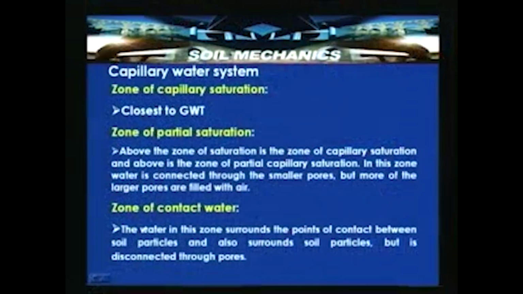capillary saturation. So, the zone of contact water, that is the third zone which we have classified. The water in this zone surrounds the points of contact between the soil particles and also surrounds the soil particles, but it is disconnected through pores. This contact moisture is something like films of water surrounding the particles and kept within the pore space. So, either due to some flooding or due to evaporation, this contact moisture can be lost.